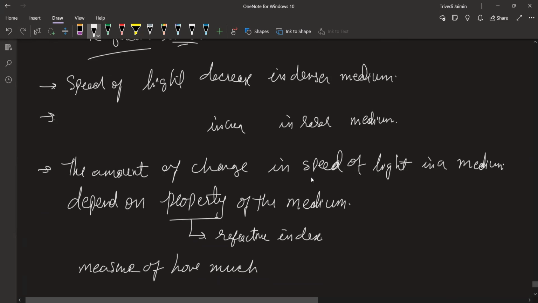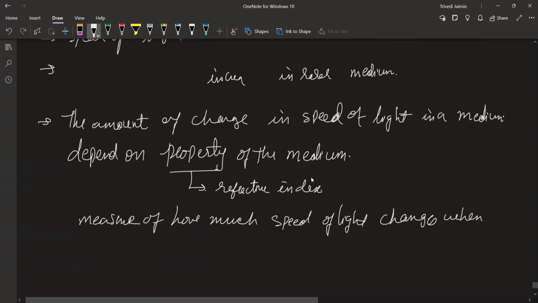Measure of how much the speed of light changes when it enters one medium from a standard medium. Let's take the standard medium as air.